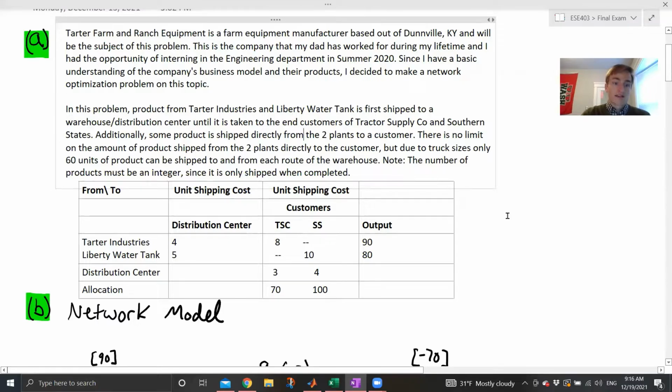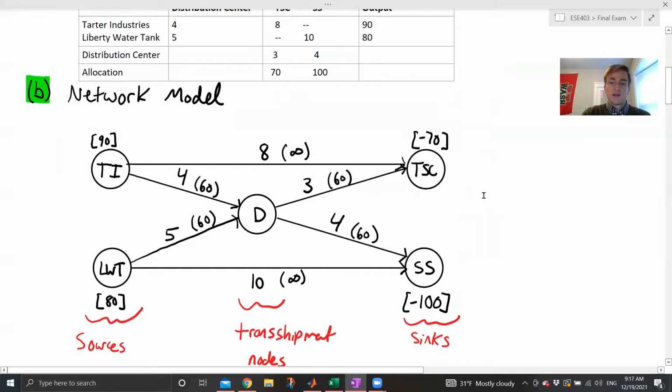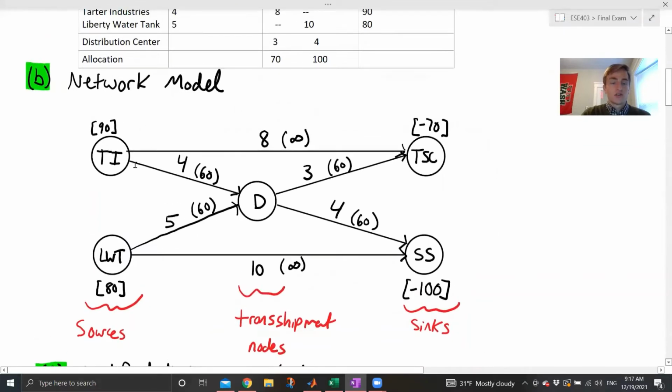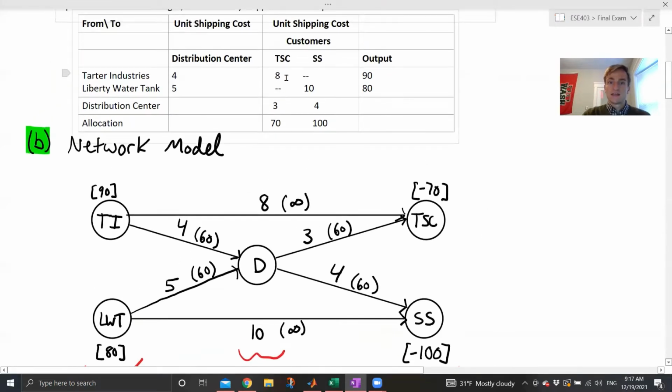Part B of the problem asks us to take this information, take our problem, and formulate it into a network model. And this is what I have done here. As you can see, we have our source nodes here on the left, Tartar Industries and Liberty Water Tank, each with their various production capacities. And then you have the various paths and their weights to each of the locations, directly from the table. So TI to TSC is 8, so you have 8 here.